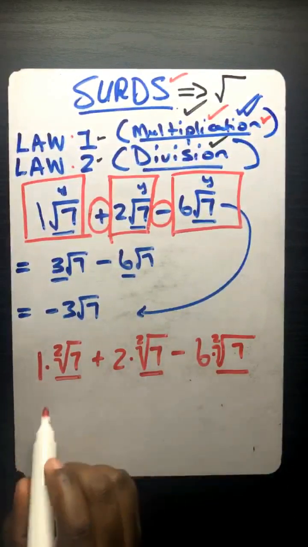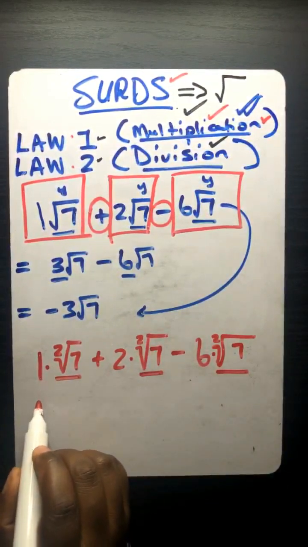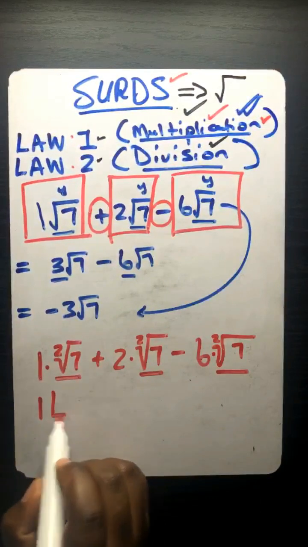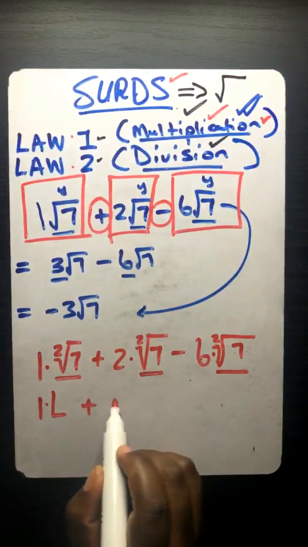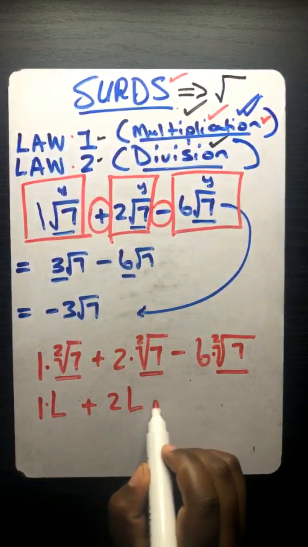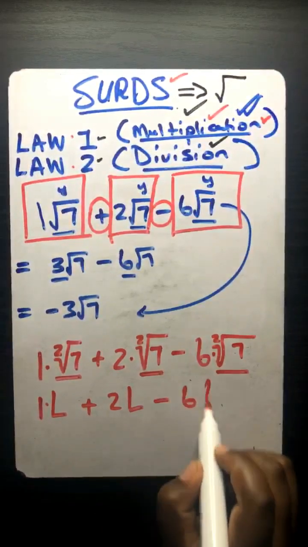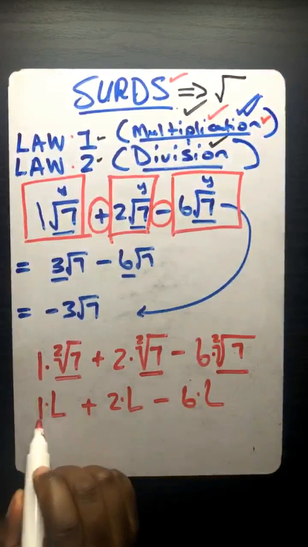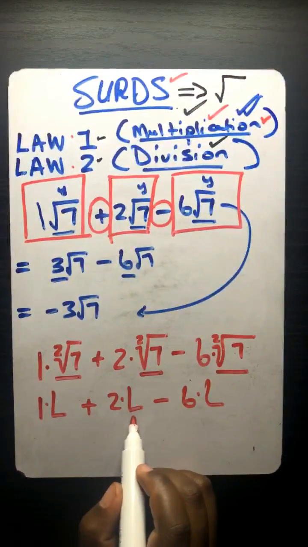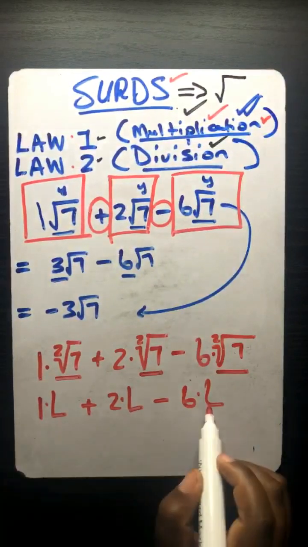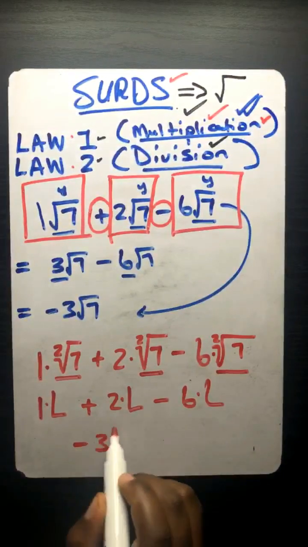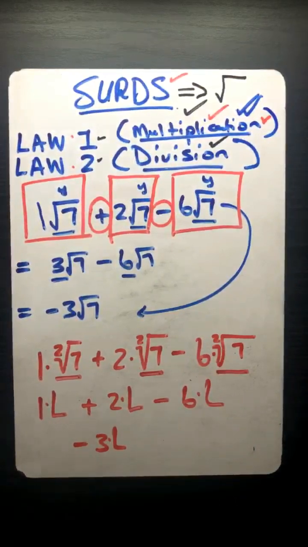So this thing is the same as maybe 1 L for Luvuyo plus 2 L for Luvuyo minus 6 L for Luvuyo. So it's 1 plus that, it gives you 3. 3 minus that, it gives you negative 3 L for Luvuyo. I'm just not sure, Luvuyo, if that makes sense.